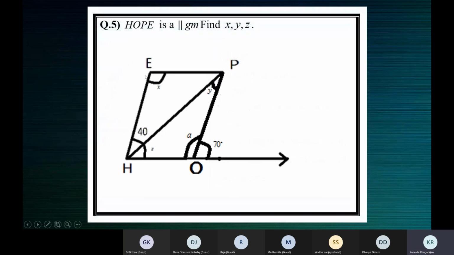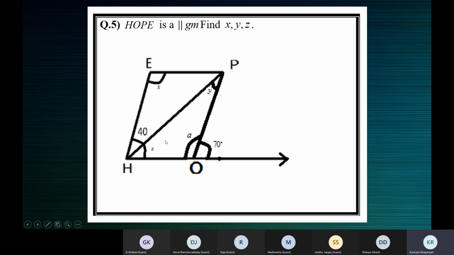In the figure, only X, Y, and Z are marked. So we mark off this angle and call it A. And we first find A.